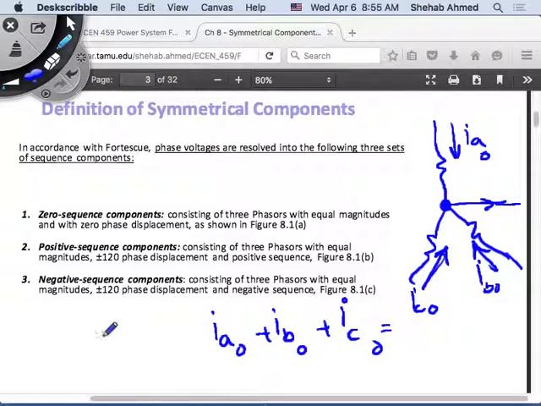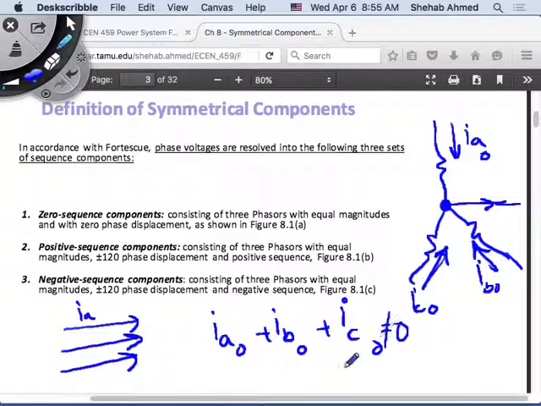What did we say about zero sequence? They are equal in magnitude and phase. So I can say they're all equal to IA, for example. So what do I get? Do I get zero? I do not get zero. This is not zero. So zero sequence components actually are what cause neutral current to flow. Right? So anytime you have neutral current flowing, you will know that there's a zero sequence component in your circuit.